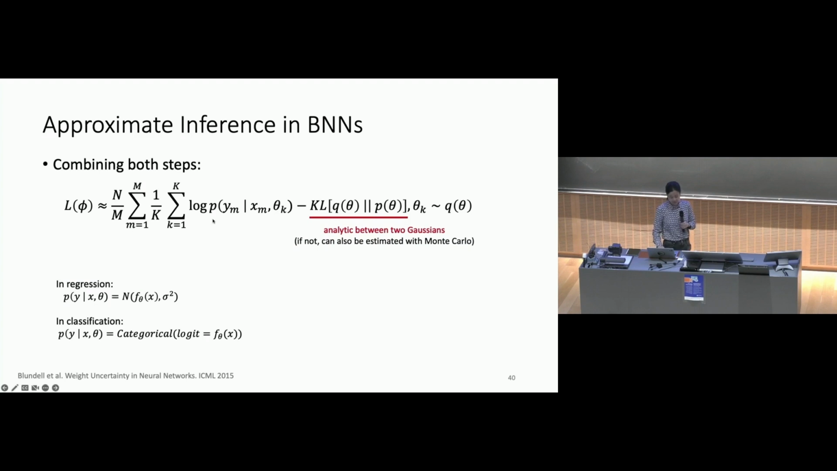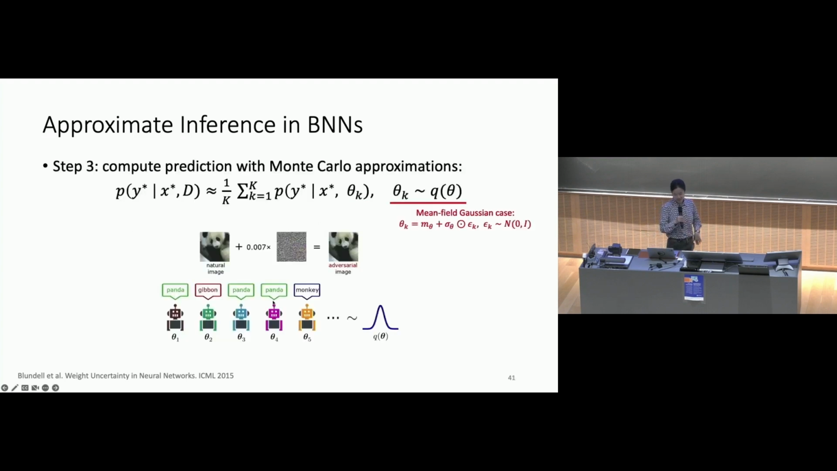Okay, just to mention that in regression, this likelihood term will just be a Gaussian, like this. And in classification, it will be a categorical distribution with the logit parameterized by your neural network. And then once you train that, I repeat again, at test time you just need to sample from the approximate posterior. In particular, if you use mean field Gaussian, then it's again this reparameterization method, where you get the mean plus the scale times a standard Gaussian noise. You repeat that multiple times to get different members in your ensemble, and then finally use this ensemble to predict your results.